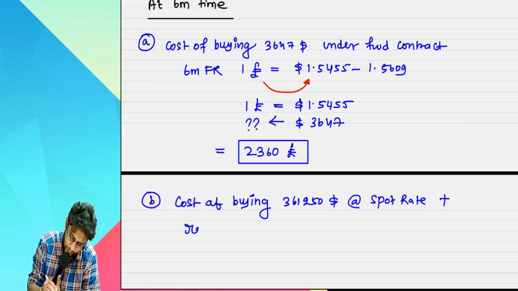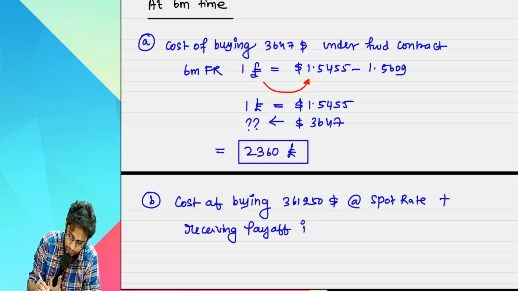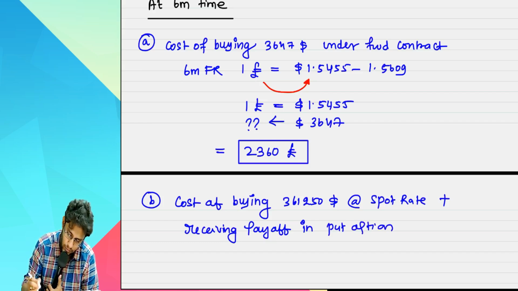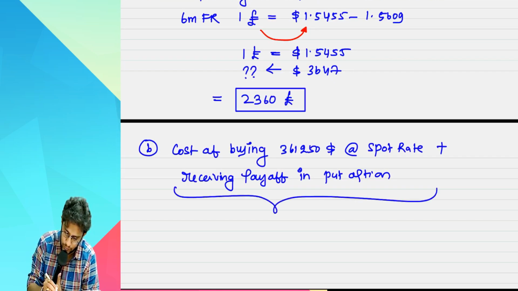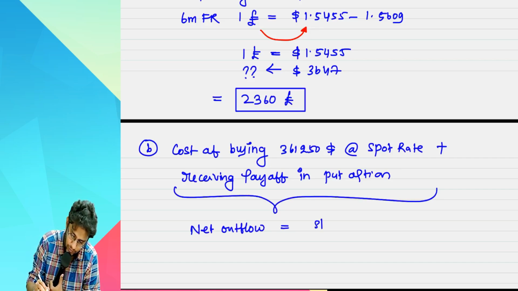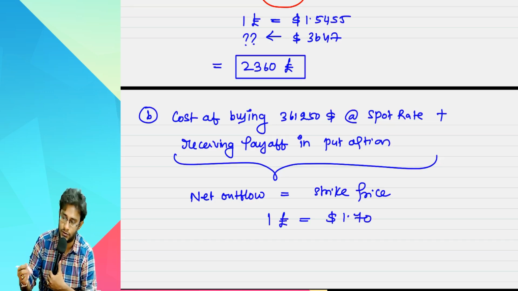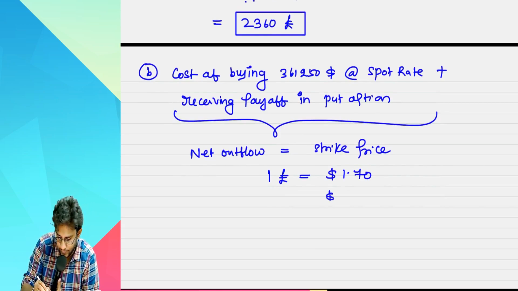plus receiving payoff in, which option is that? Put option. Net outflow will be equal to strike price. What is the strike price? 1 pound is equal to dollar 1.70. Do this, you will be surprised. 361,250.